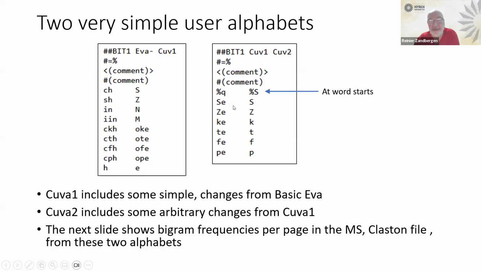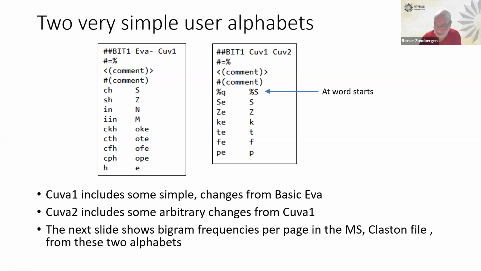There are many cases where there are 2 or 3 of these in succession, and this simply means that the first one of them is removed. This is not necessarily important, but it's just an example to show the things one can do. So we have the Kuva1 alphabet, which includes some simple changes from basic Eva, and then Kuva2, which has some other arbitrary changes with respect to Kuva1.